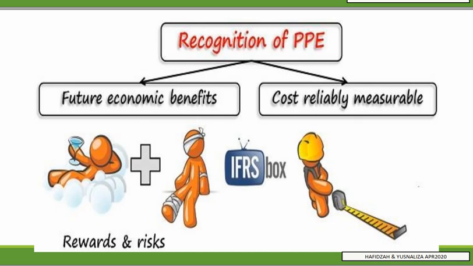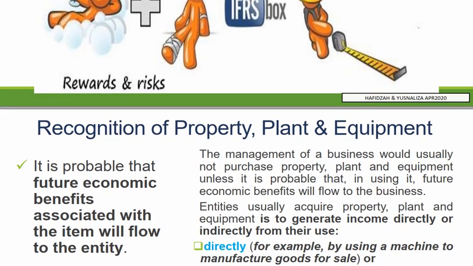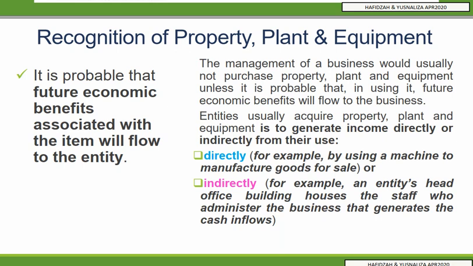So this illustration: recognition of PPE, future economic benefits. What kind of future economic benefits will you get from using that particular item, the rewards and also the risk, and then whether the cost can be measured reliably. Let us look at the first one. It is probable that future economic benefits associated with the item will flow to the entity.